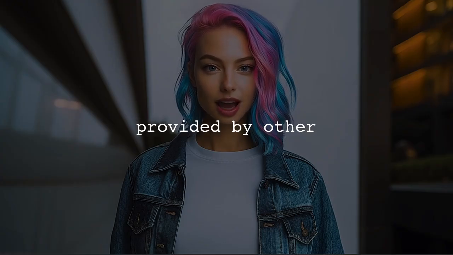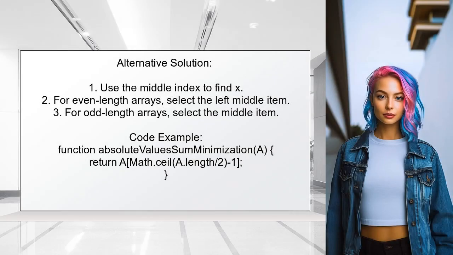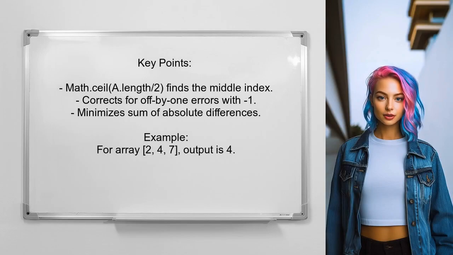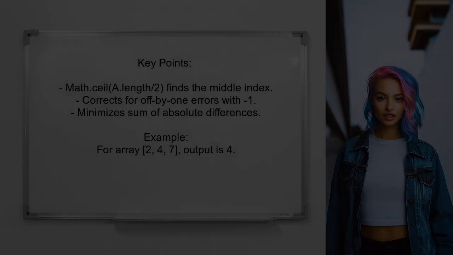Now let's look at the answers provided by other users. This user presents an alternative solution for finding the integer x in a sorted array. They suggest using the middle index to determine the optimal value. For an even length array, the solution will always be to the left of the middle, while for an odd length array, it will be the middle item itself. The user explains that using math.ceil on half the length of the array helps find the correct index. This approach minimizes the sum of absolute differences, as subtracting the middle item yields the lowest total.